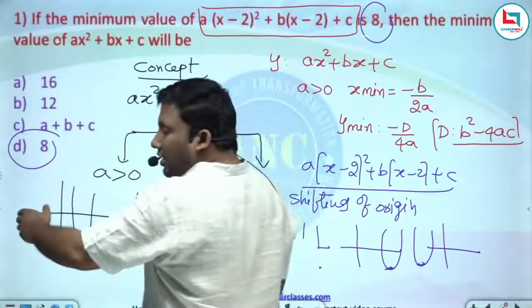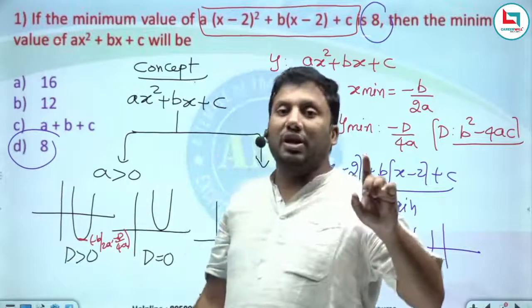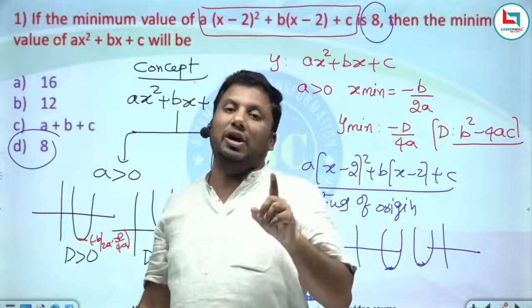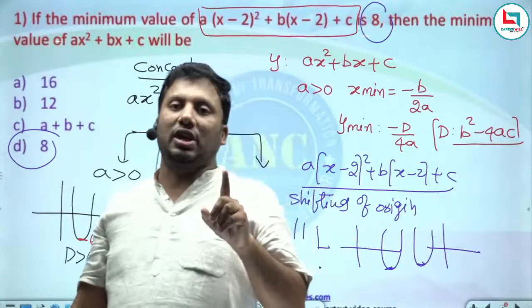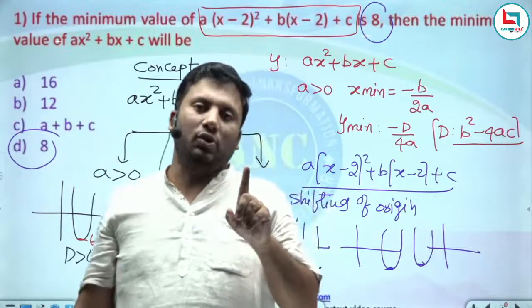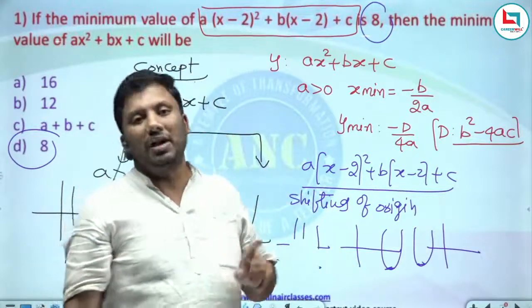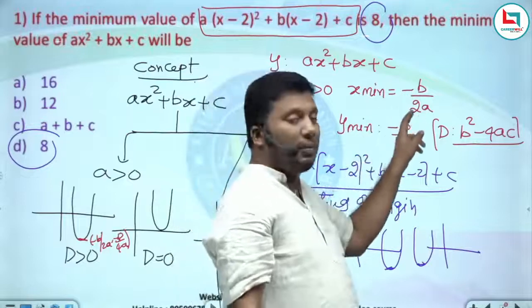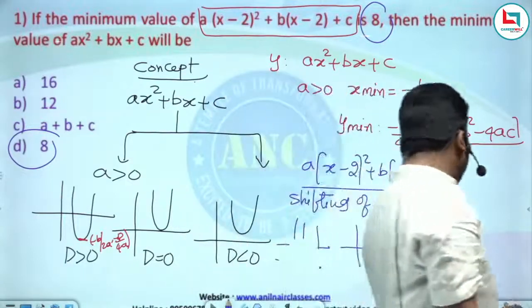If I shift the origin, the minimum value of the graph will not change. Please write down in your notebook, because it will not change for the reason that x minimum is given by minus b by 2a, y minimum is given by minus d by 4a. It is dependent on a and b.